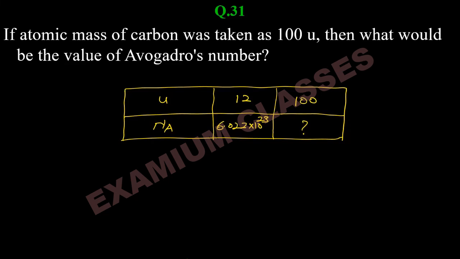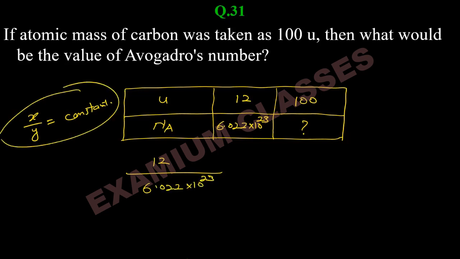If it is proportionality, you just divide, x divided by y will be constant. If you remember direct proportionality, 6.022 into 10 power 23. So this is math basically. 100 divided by say x.